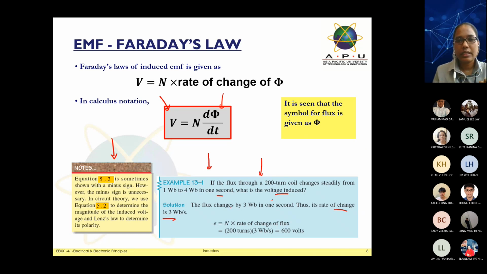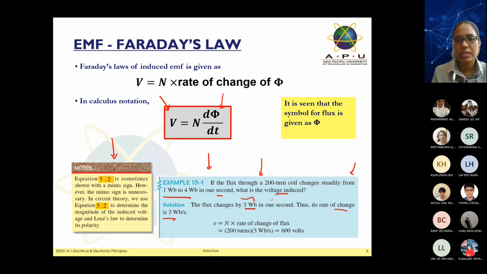So they're not going to highlight the value of the change directly to you. You need to trace it from the question they gave, because they already highlighted that it changes steadily from 1 to 4. So from here you need to know the changes that happen. Sometimes they can give you a difference value. So when we say 4 minus 1, to get the value you need to know how much the flux density changes.